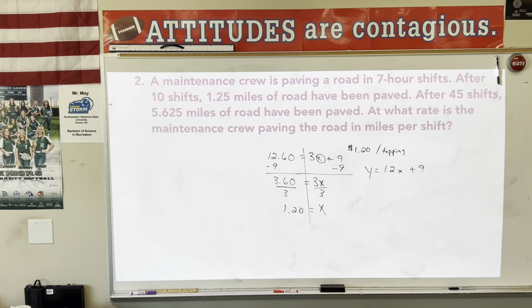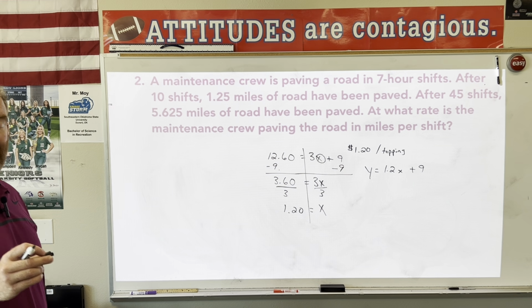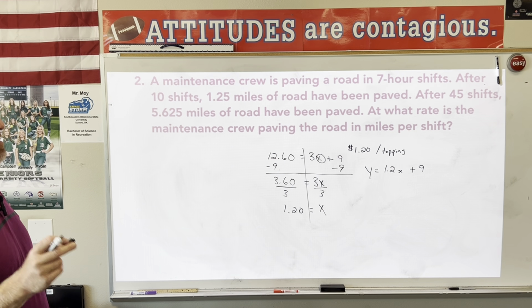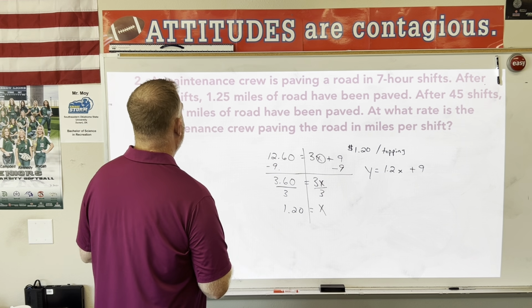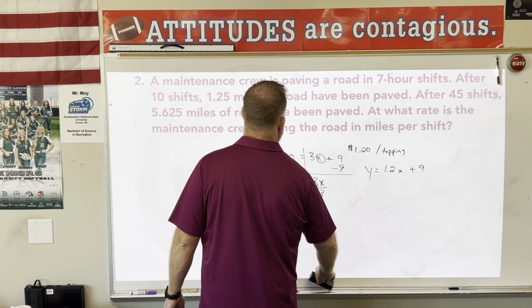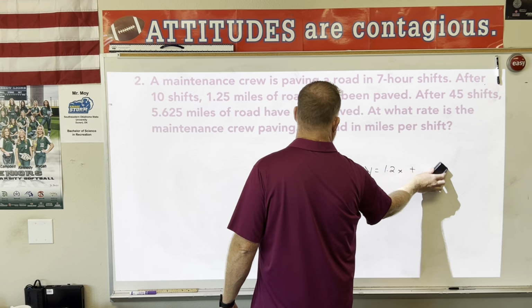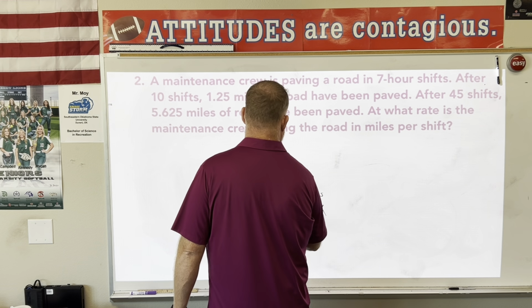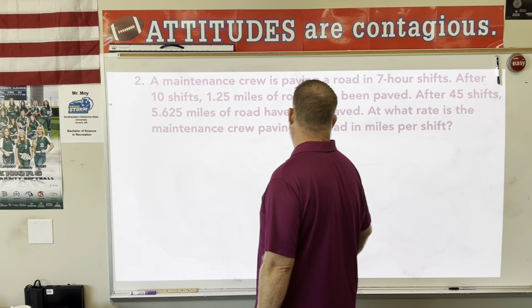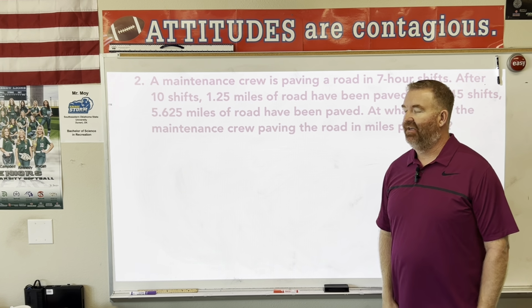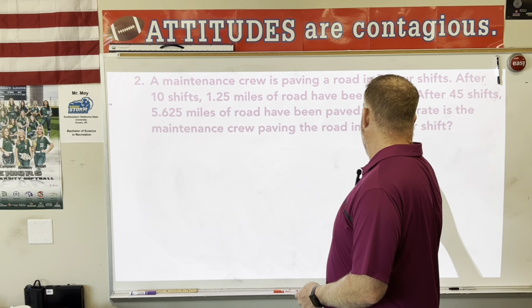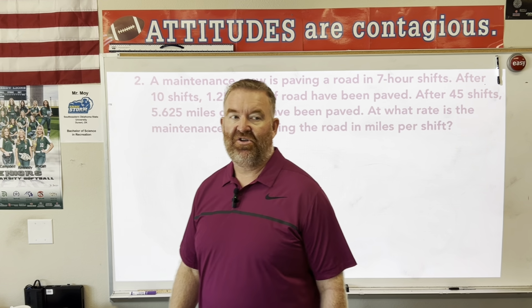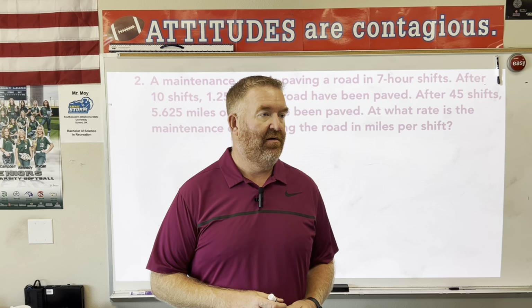This one, absolutely nobody got this one right yesterday. Nobody. Here in a second, you guys are going to stare at me because you're going to be a little bit lost. A maintenance crew is paving a road in 7-hour shifts. After 10 shifts, 1.25 miles of road have been paved. After 45 shifts, there are 5.625 miles of road. At what rate is the maintenance crew paving the roads? So they want to know how much it is for what? Per what? Per shift. You think you can figure that out?